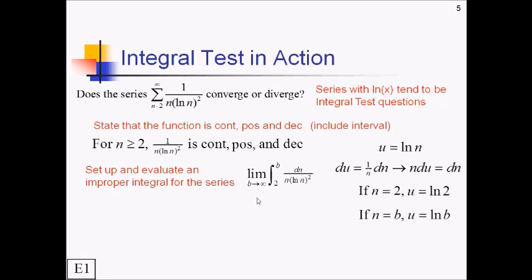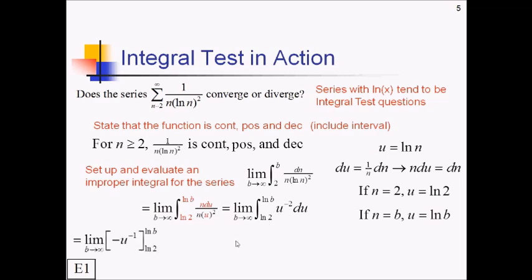Plugging all that back in, I've got the limit as b approaches infinity of the integral from ln of 2 to ln of b. And then inside, dn gets replaced by n du, and instead of ln in here, we're having a u that's being squared. Okay, now the n's are going to cancel, so we have 1 over u squared, which I can rewrite as u to the negative 2, make it a little easier to use my reverse power rule. This bumps up to an exponent of negative 1. Dividing by that, I have negative u to the negative 1, evaluated from ln of 2 to ln of b.